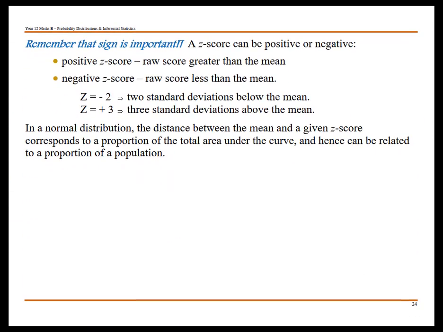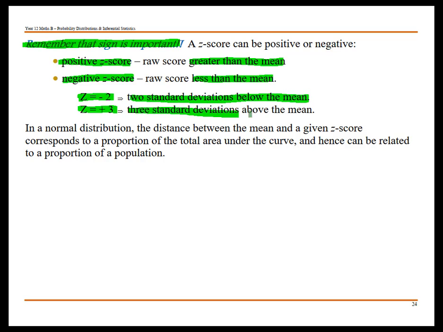Now remember that sign is really important. We need to know if we're above the mean or below the mean. So a positive Z-score means our score is greater than the mean. And a negative Z-score means our score is less than the mean. So if we have a positive Z-score, we're above the mean. If we have a negative Z-score, we're below the mean. So if we have a Z of -2, that's 2 standard deviations below the mean. If we have a Z-score of +3, that's 3 standard deviations above the mean.